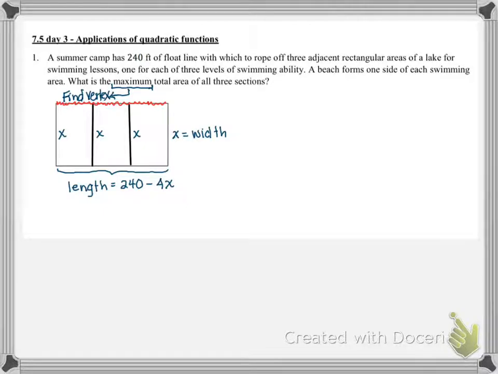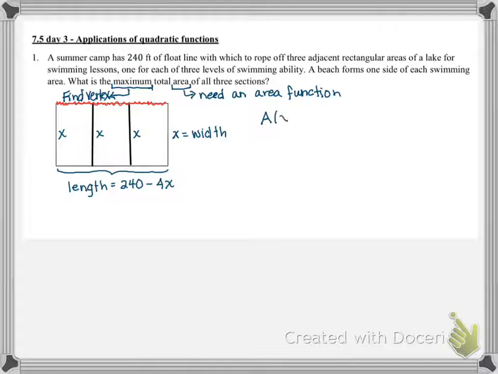Well, then I have to figure out what it is I'm finding the vertex of, right? So I look at what I'm maximizing, and I see it's the area. So I need an area function. Because it's hard to write a model if we don't know what the model represents, right? There's all sorts of things we could do with a rectangle. We could do perimeter. We could do just one of the sections. So it's important to see what it is you're maximizing, because that tells you what kind of function you have to write. So I need an area function.